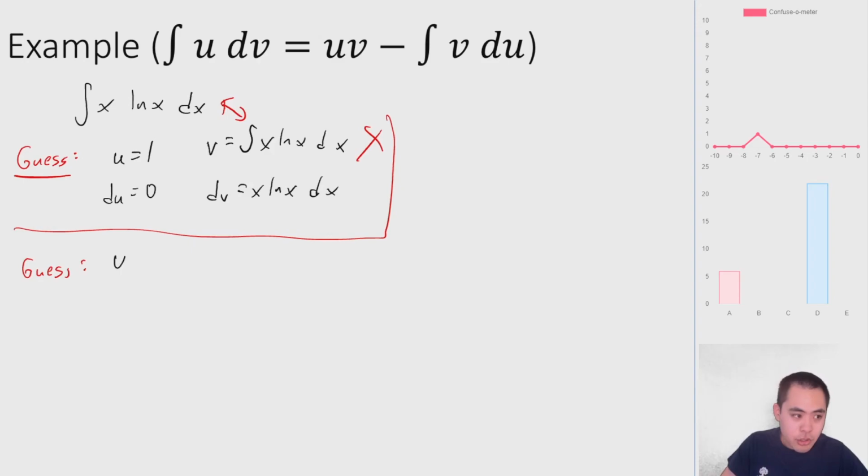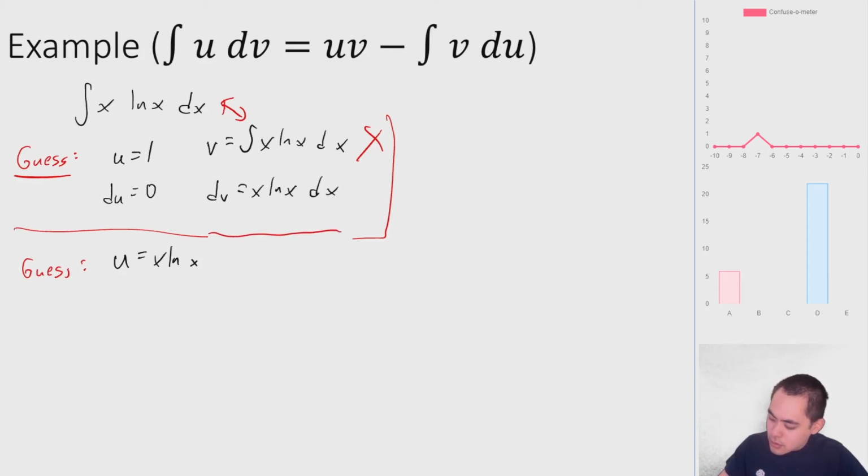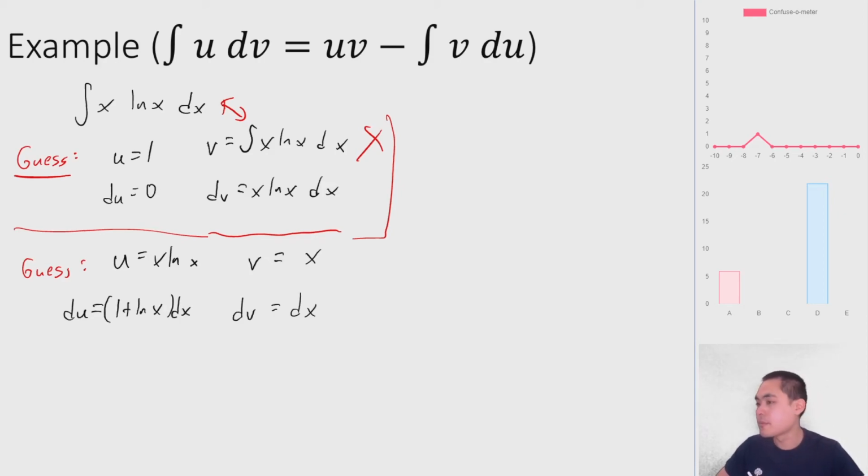So let's say that we guess that u is equal to x ln of x, and let's guess that dv is going to be equal to the remaining stuff. So that's going to be equal to dx. Okay, so when you take the integral of this, v is equal to x, and du, by taking the derivative, is equal to 1 plus natural log of x dx. And then you're left with the integral of x ln of x dx is equal to x squared ln of x minus, well, what are we minusing?